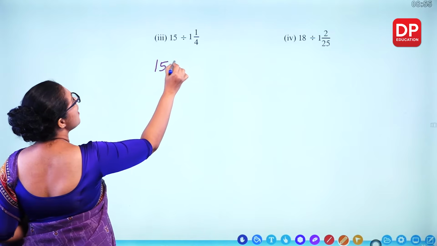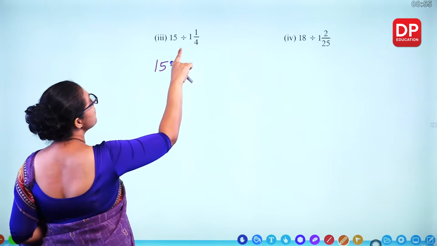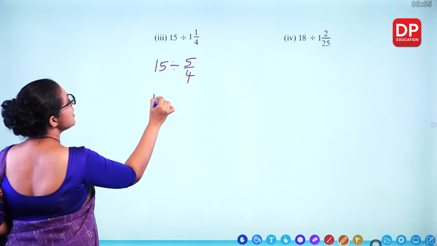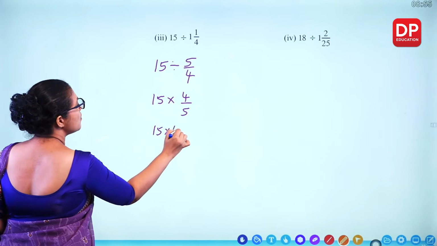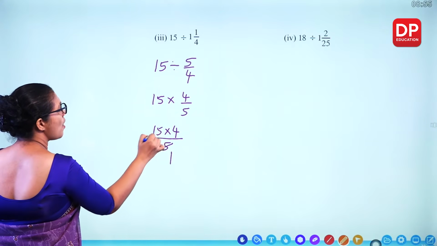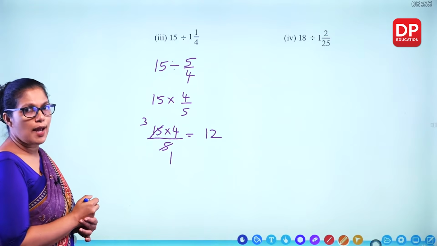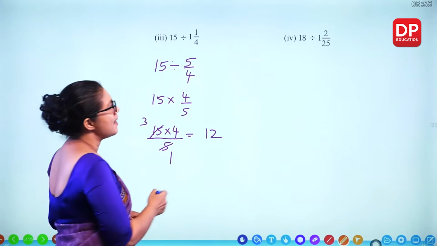15 divided by 1/4 means 5/4. 15 multiplied by the reciprocal. Then you get numerator this and denominator 5. 5 times 1, 5 times 3, you get 12. 3 times 4.